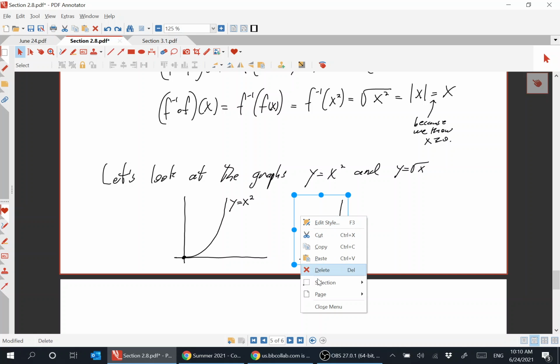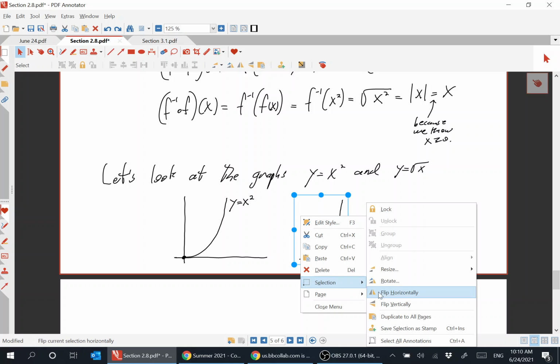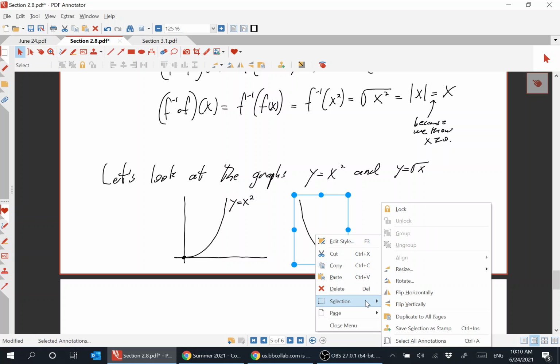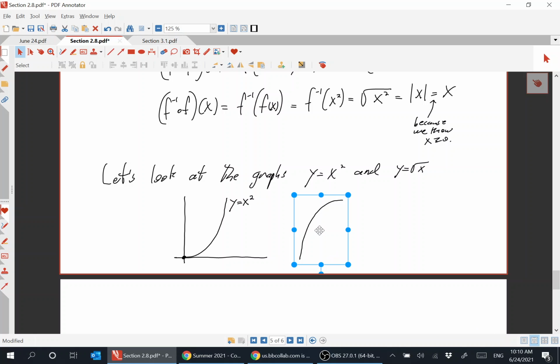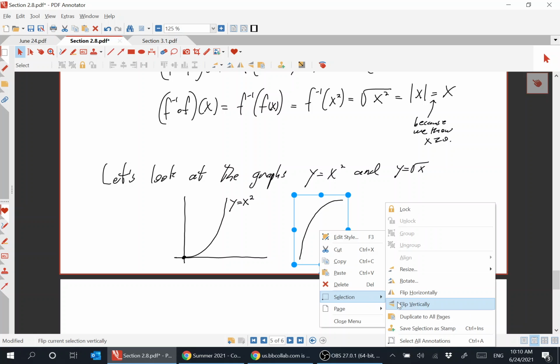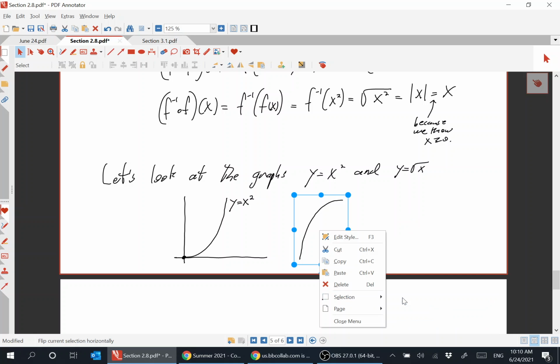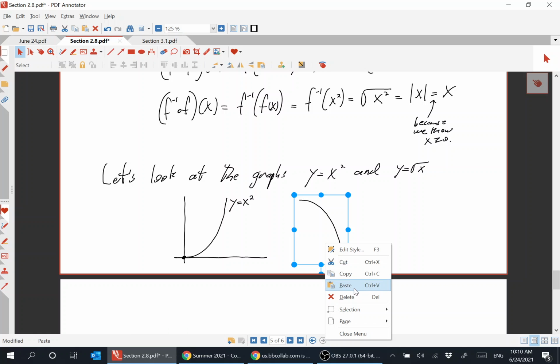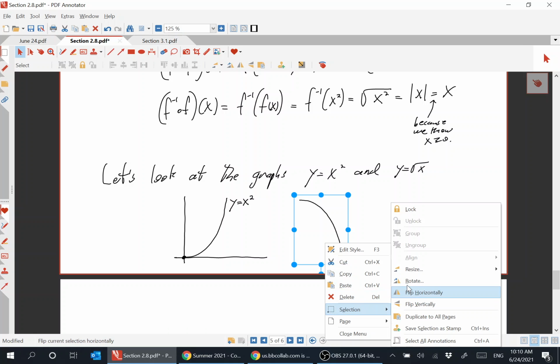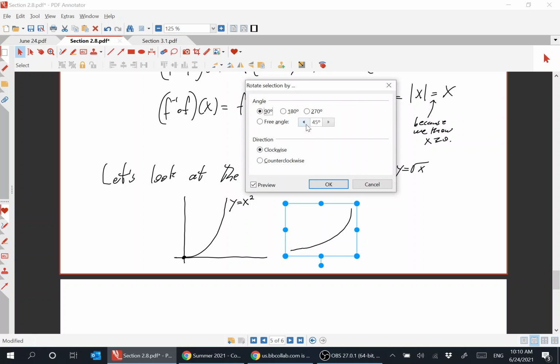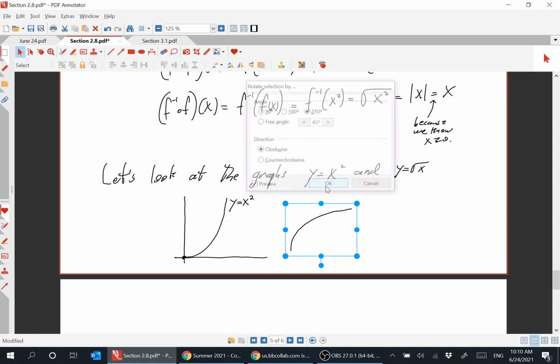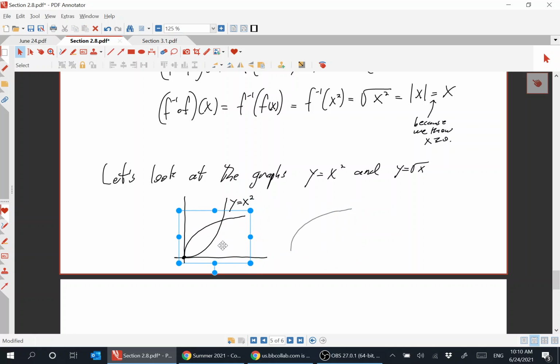All right, first flip horizontally, and then flip vertically. Oh no, that doesn't work, does it? And then rotate. All right, rotate 90 degrees. There it is. That's the square root of x.